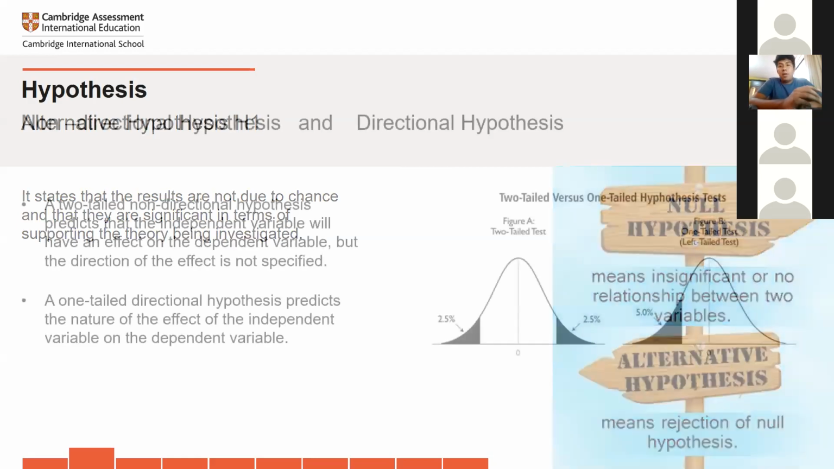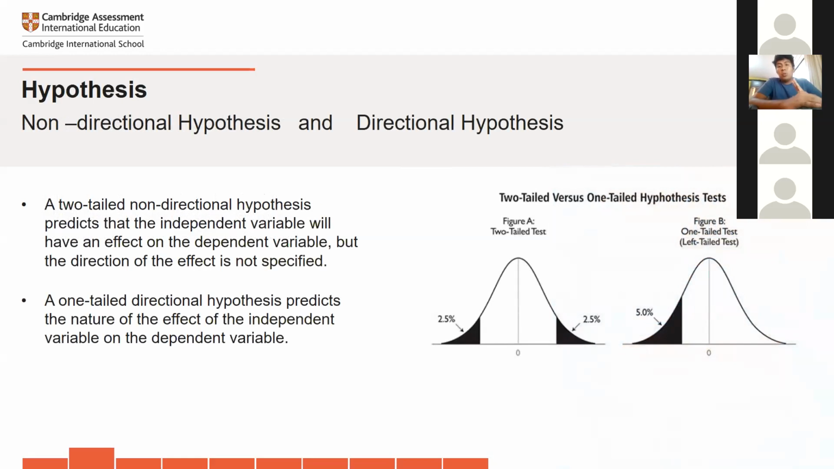These are the two main hypotheses, while we have two others, in terms of statistical analysis: the non-directional hypothesis and the directional hypothesis. The non-directional, also called two-tailed, hypothesis predicts that the independent variable will have an effect on the dependent variable, but the direction of the effect is not specified, whether positive or negative. We don't know. Okay? Or a one-tailed directional hypothesis predicts the nature of the effect of the independent variable on the dependent variable, whether positive or negative, or we may state the direction we want the variables to be correlating.